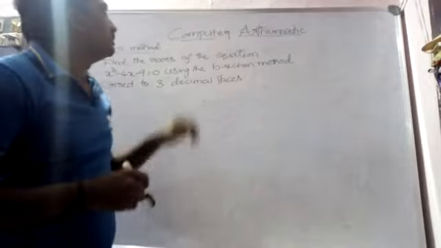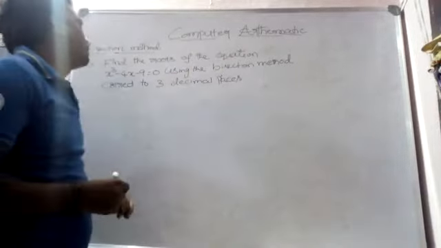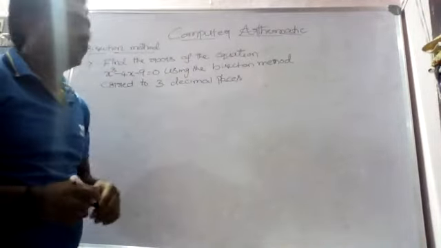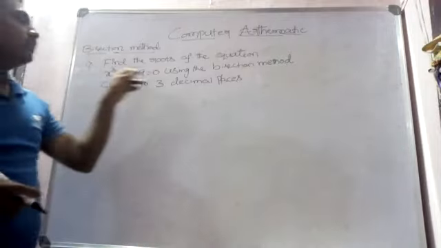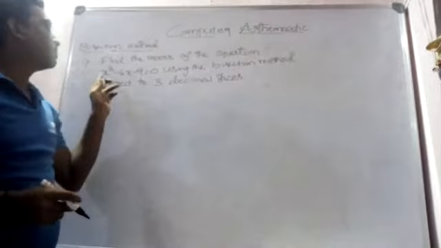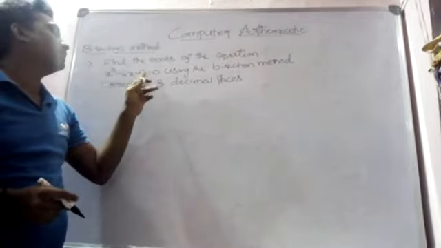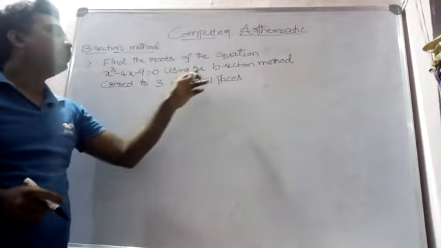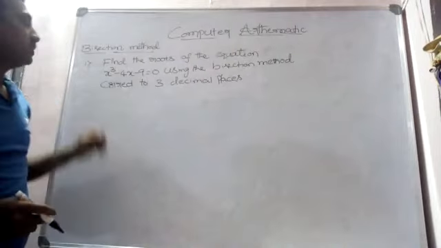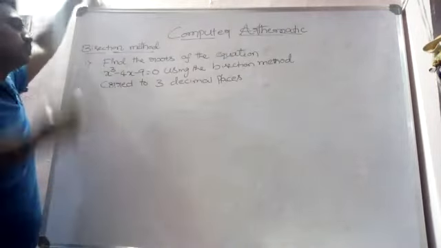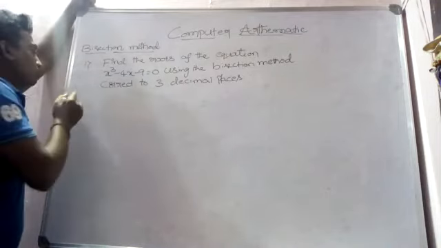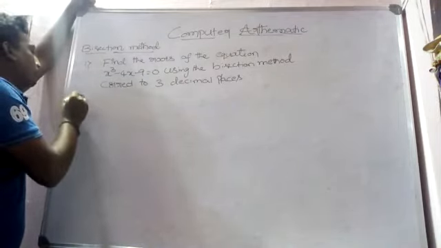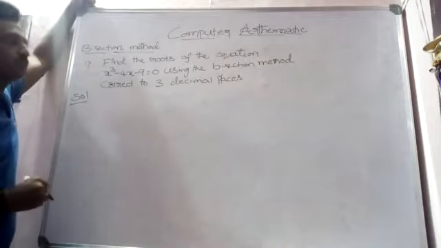Today our topic is computer arithmetic in the bisection method. How to ask a question in this one? Find the root of the equation x cube minus 4x minus 9 equals 0 using the bisection method, correct to 3 decimal places. So, how to solve? Correct to 3 decimal places, we want the solution.